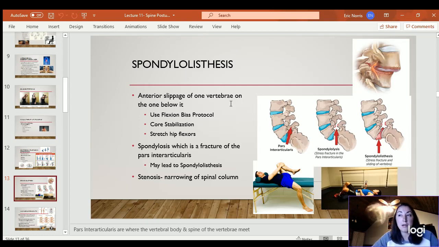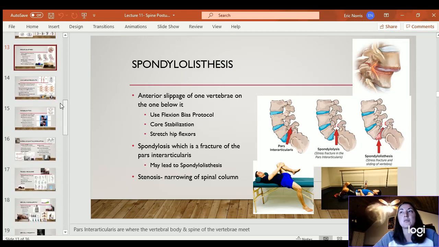One more term to know is stenosis. Stenosis is the narrowing of the spinal column. It could be from spondylolisthesis, but it could also be from tumors. There are several things that could cause spinal stenosis: severe arthritis, swelling, and anything that pushes in on the spinal cord would cause that.